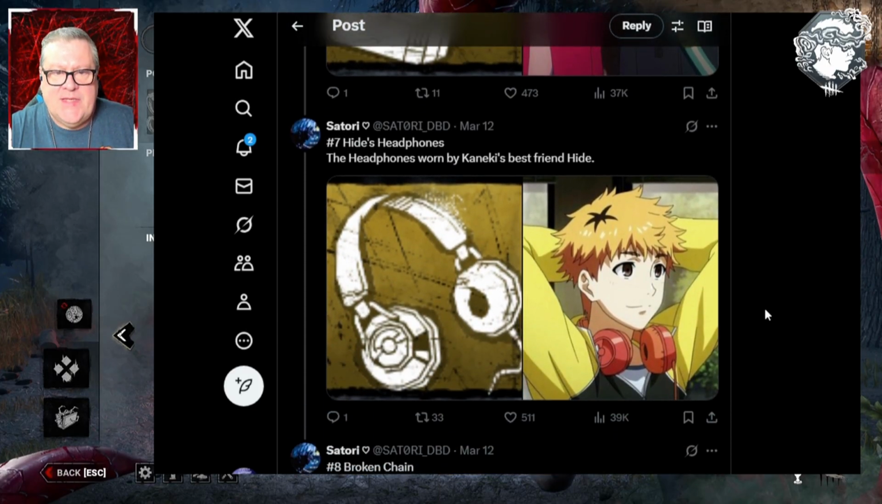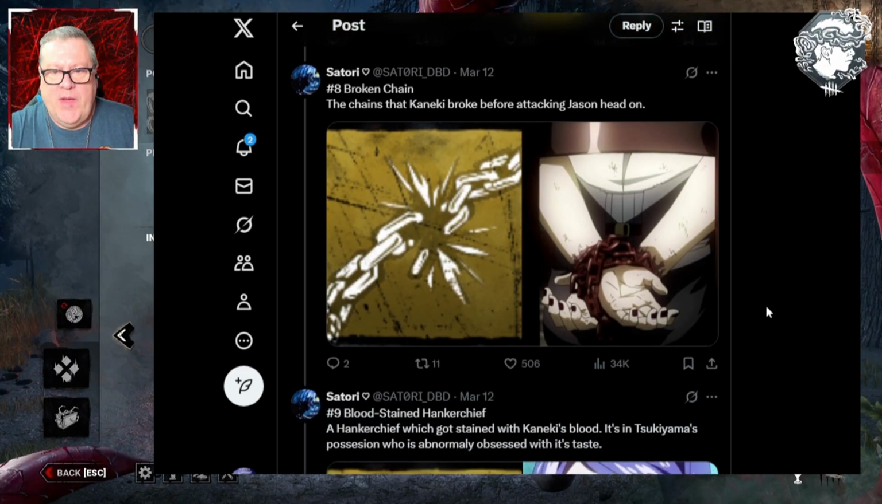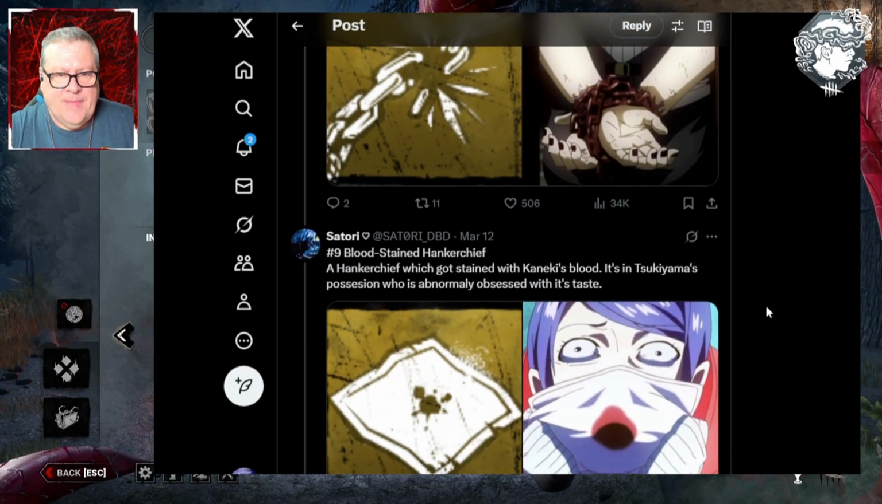Number 7, Hide's headphones. The headphones worn by Kaneki's best friend Hide. I love Hide, he's great. Number 8, broken chain. The chains that Kaneki broke before attacking Jason head on. That's in the awakened moment where he's being tortured by Yomori, Jason, and Rize brings his power out to become awakened and battle back.